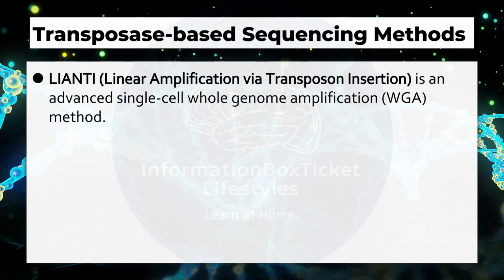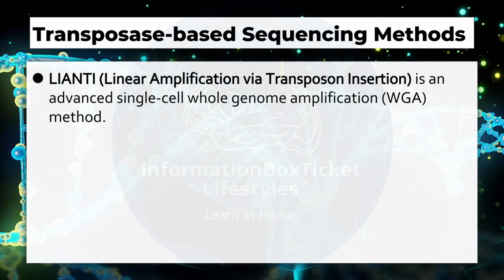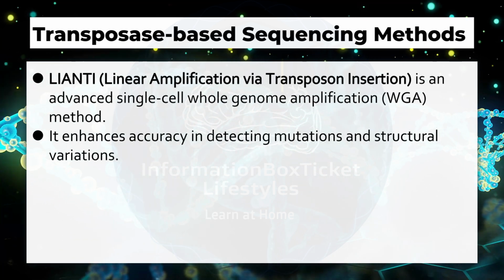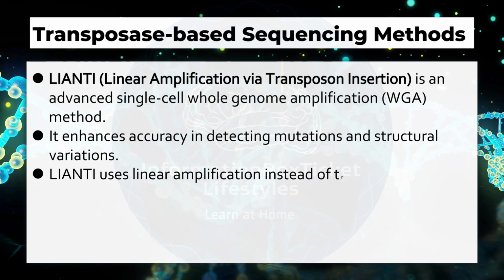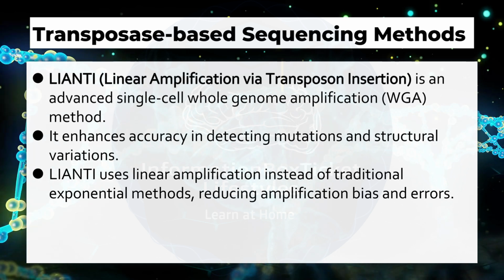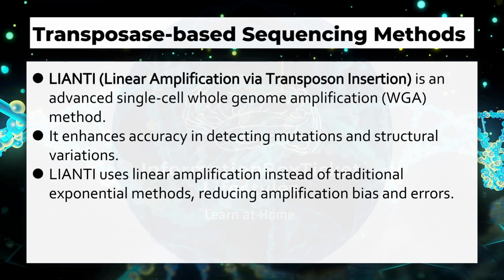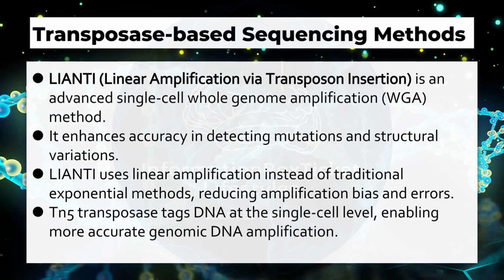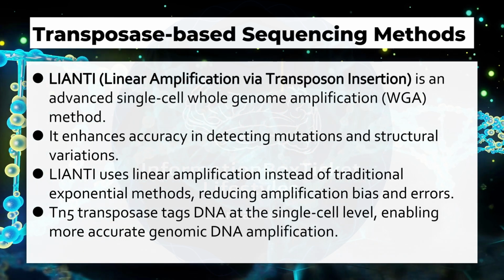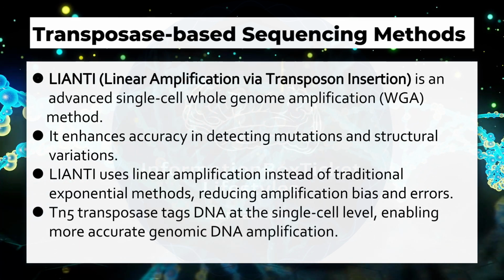Linear amplification via transposon insertion is an advanced single-cell whole genome amplification method. It enhances accuracy in detecting mutations and structural variations. Linear amplification via transposon insertion uses linear amplification instead of traditional exponential methods, reducing amplification bias and errors. Tn5 transposase tags DNA at the single-cell level, enabling more accurate genomic DNA amplification.